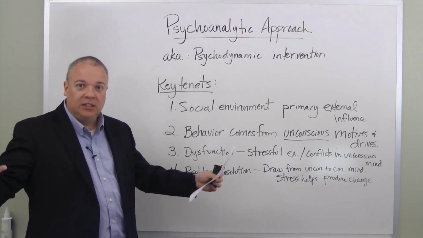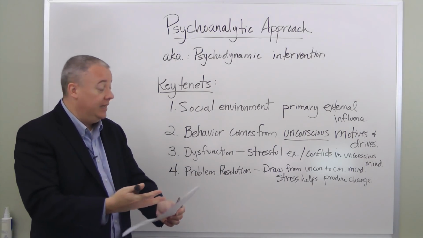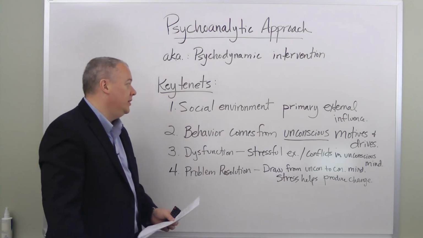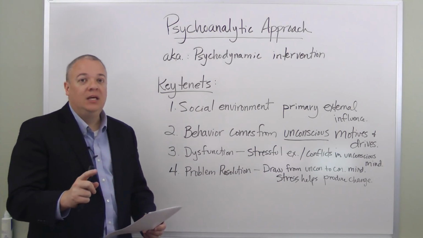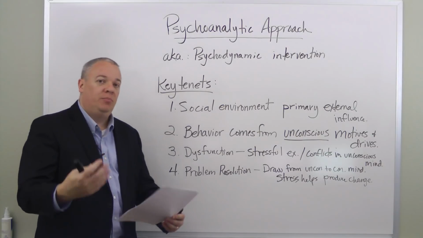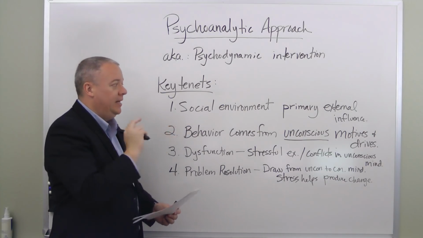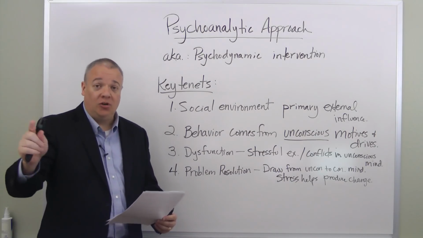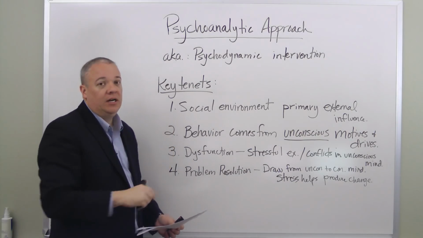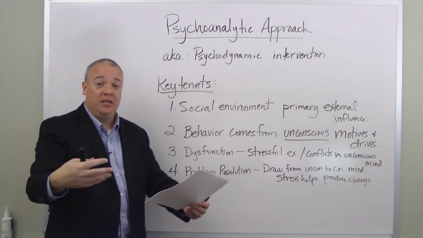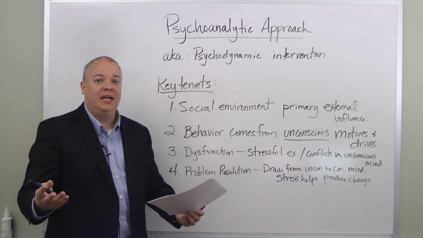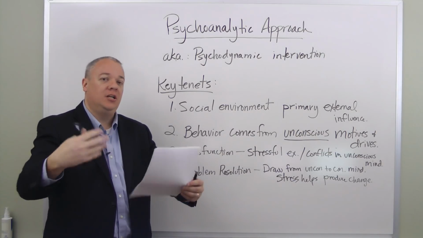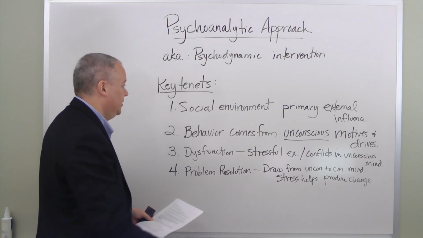So all of those things are drawn together and coalesce in this psychoanalytic approach. The key tenets that we want to talk about is, number one, the social environment in which the person exists is considered the primary external influence. Nothing is greater as an influence externally to the person than their social environment. So you must know the environment they're in and get all the information you can there to realize what external factors are feeding into the equation and causing the dysfunction and the problems.